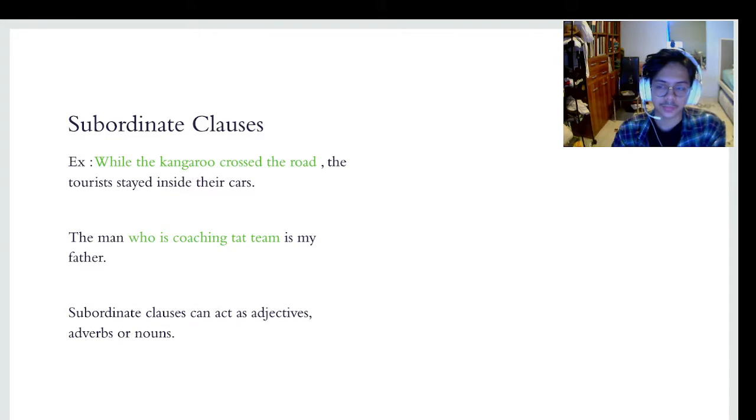Subordinate clause examples. While the kangaroo crossed the road, the tourists stayed inside their cars. The man who is coaching that team is my father. Subordinate clauses can act as adjectives, adverbs, or nouns.